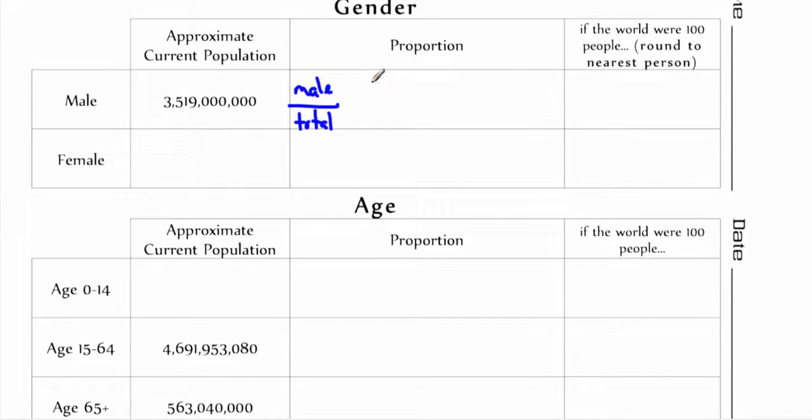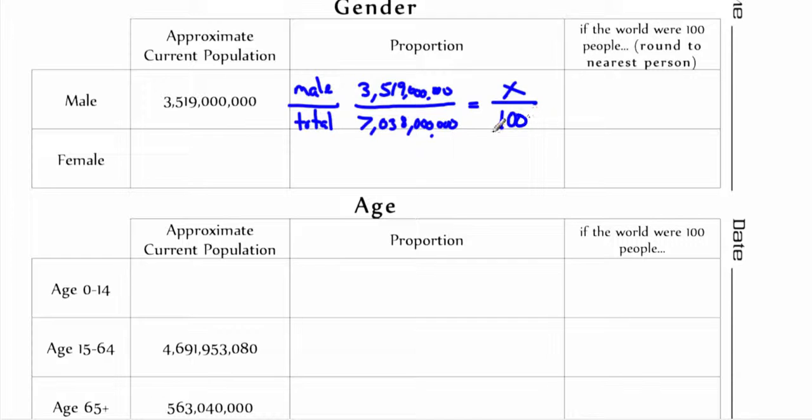So we take the number of males on the top, 3,519,000,000. There's going to be a lot of zeros. Over the total population, which was 7,038,000,000. And we want to know how much is it out of 100. 100 is our total, so total goes on the bottom, just like our total population. And now we do our cross products.